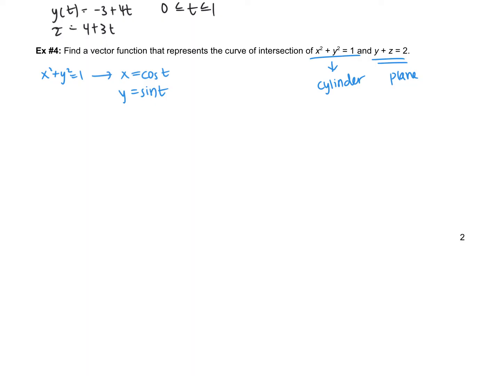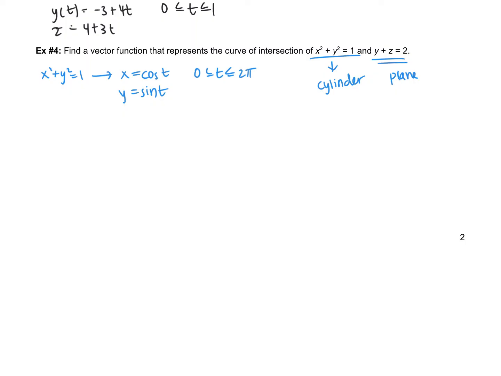In one of the previous examples, in example 2, our x was 4 cosine of t and our y was 4 sine of t, which gave us a circle of radius 4. In this case, our radius is 1, so we get 1 cosine of t and 1 sine of t. And then we know that t is between 0 and 2 pi. Okay, so that takes care of the cylinder.